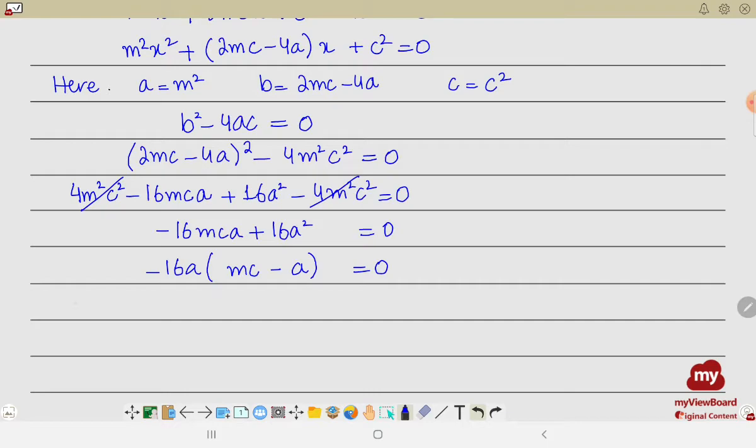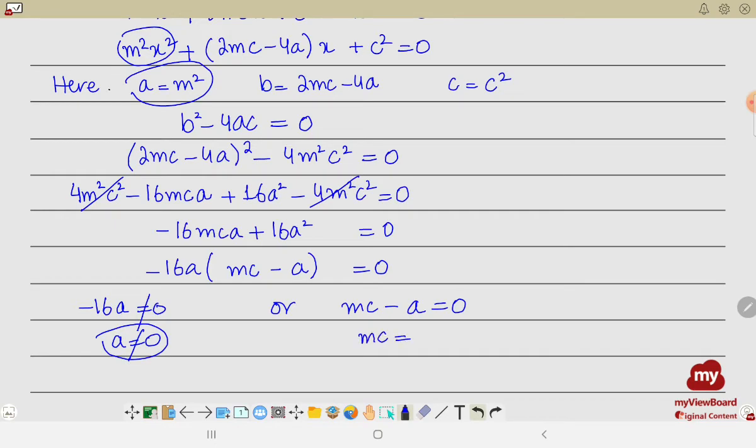So here we have two factors: either -16a = 0, or mc - a = 0. We cannot equate -16a to 0, because -16 is not equal to 0, and again a is not equal to 0. Why? Because if a were 0, then the x² term becomes 0, and our quadratic equation would be converted into a linear equation, which is not possible according to this question. So we put a not equal to 0.